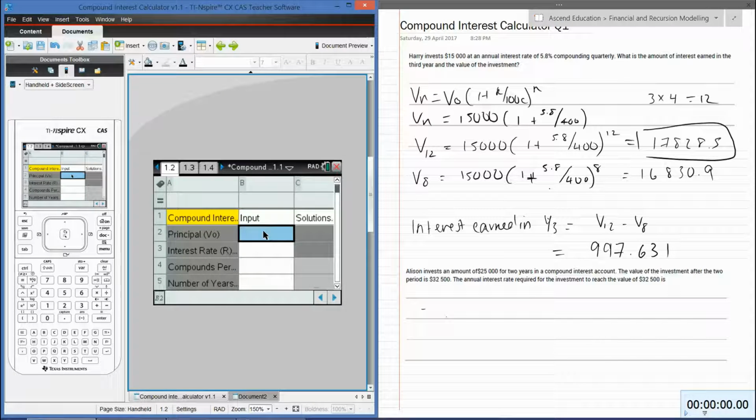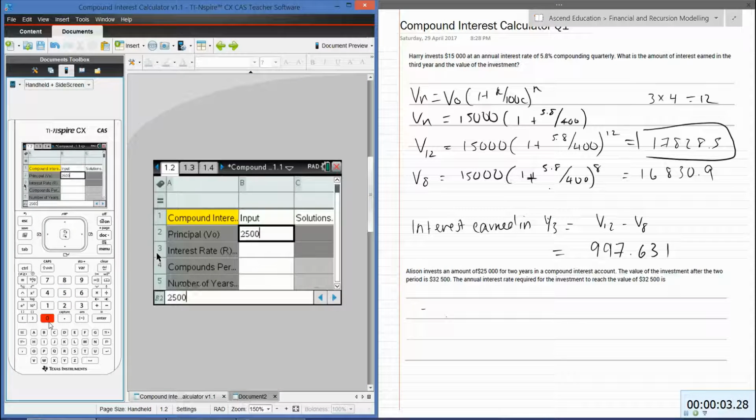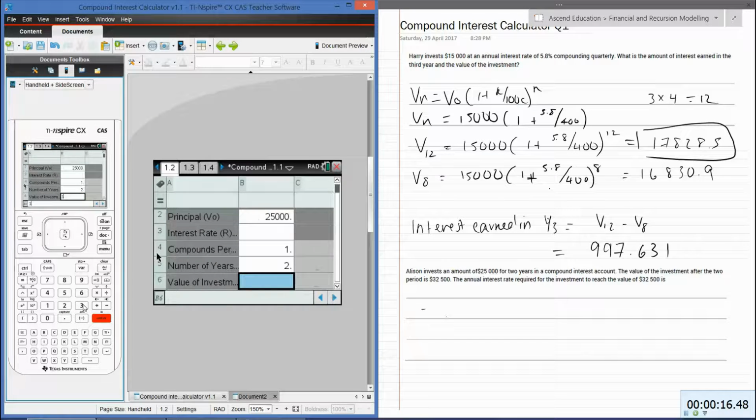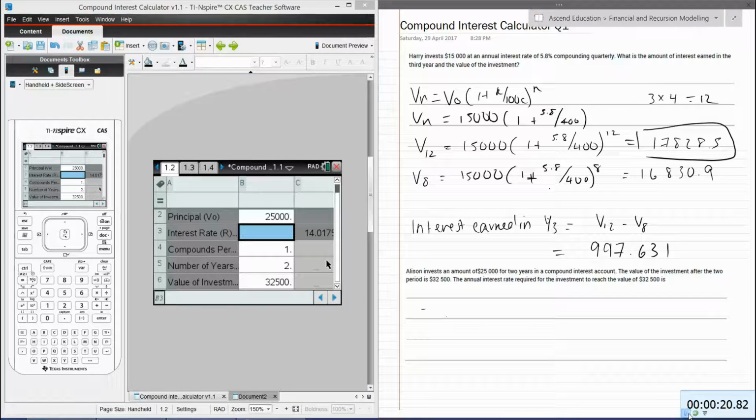So we're going to need to go to page 1.2 and we're just going to type in our inputs. We're going to do it using the CAS, and then we're going to do it using the conventional method. So, display. Principal invested is 25,000. Interest rate is unknown. The compounds per year is 4. Actually, it's 1 because it says annual, sorry. Number of years is 2, and the final value of the investment is 32,500. If we pause it there, it says that R is equal to 14.0175.